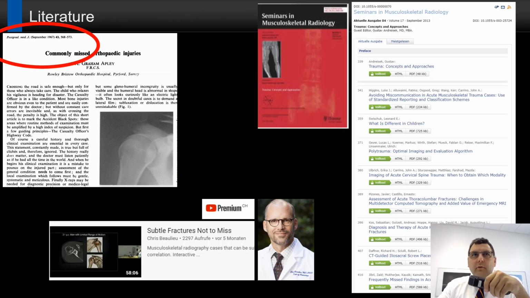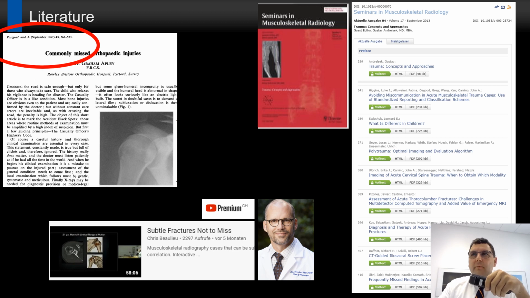There is of course also some literature available, some of which is quite old. You can see here, this is a publication from 1967. It's called Commonly Missed Orthopedic Injuries. And we will come back to these publications later on again. You will see that there is nothing old in this publication. It is a very remarkable, up-to-date publication despite being basically 60 years old.